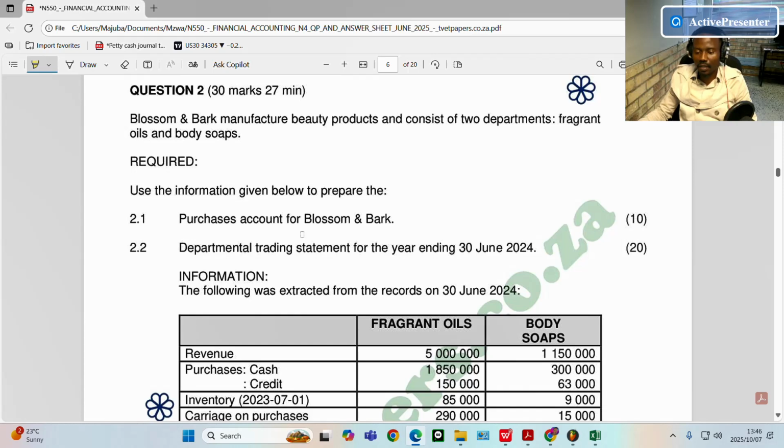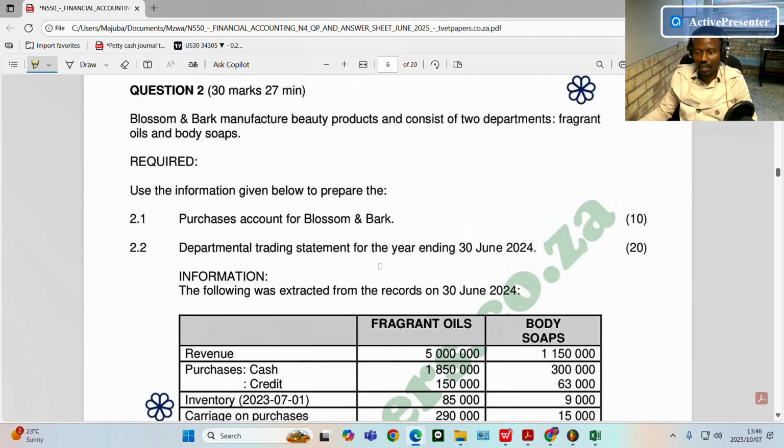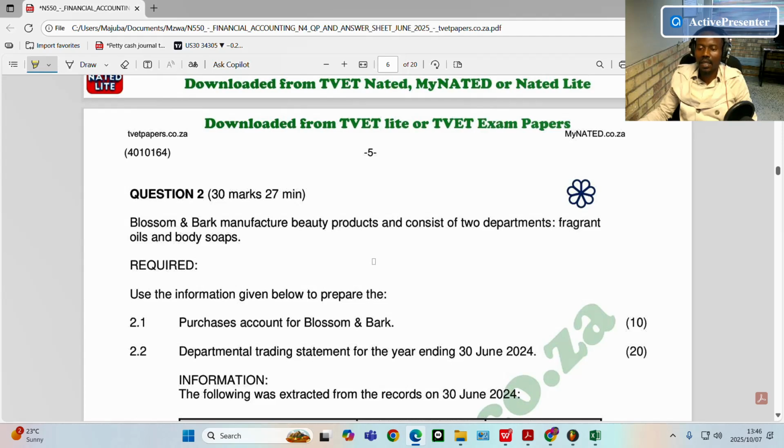So with departmentals, you are obviously doing the books of a business with more than one department. For example, the following was extracted from the records on 30 June 2024, and it shows two departments, the fragrance oil and the body soaps department. Okay, let us read the question so we can see how it is posed and how to go about answering it.